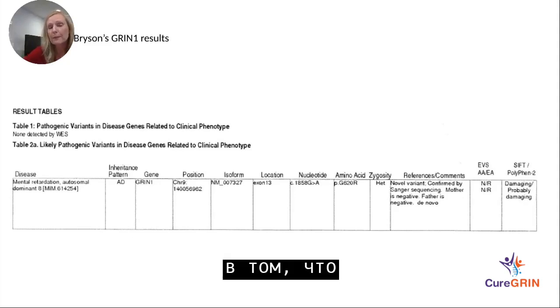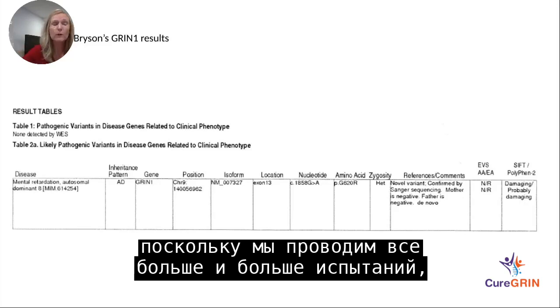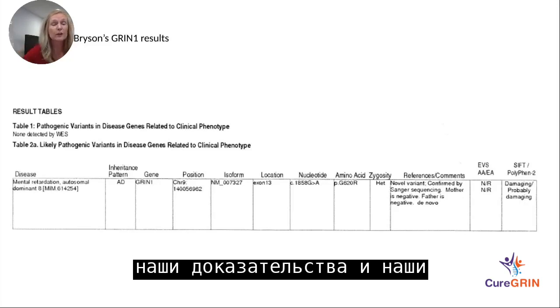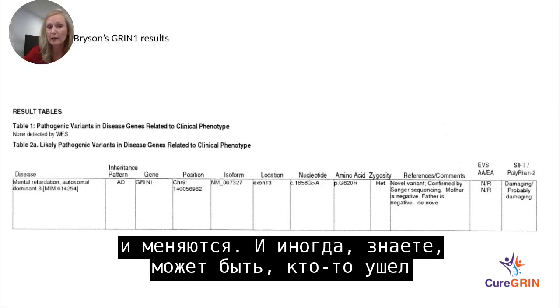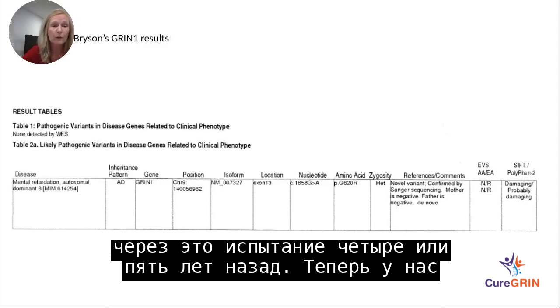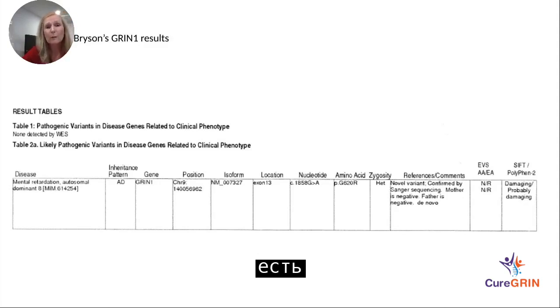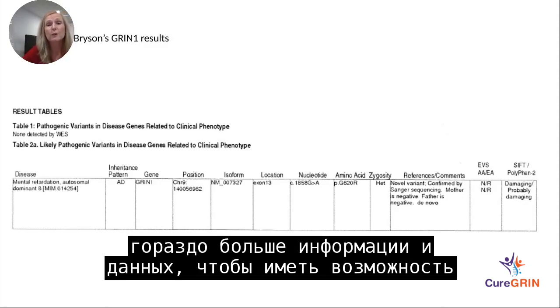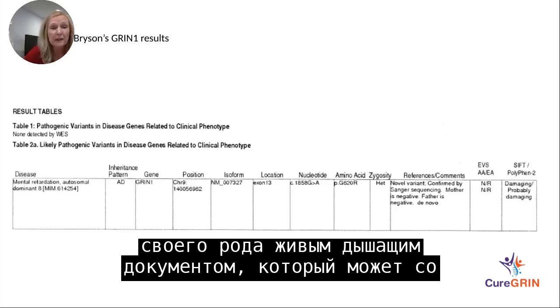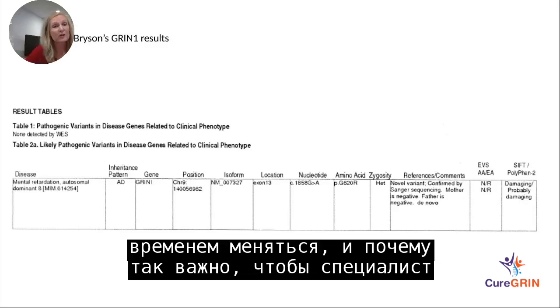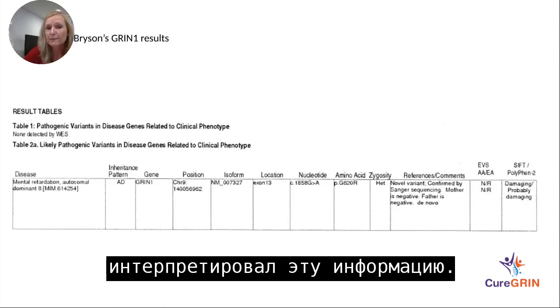So the important piece here is that as we're doing more and more testing, our evidence and our understanding of the variants in these genes is growing and changing. Sometimes somebody's gone through this testing 4 or 5 years ago. We now have so much more information and data to be able to interpret and explain that finding. And so it can become sort of like a living, breathing document that can change over time, and why it's so important to have a specialist interpret that information.